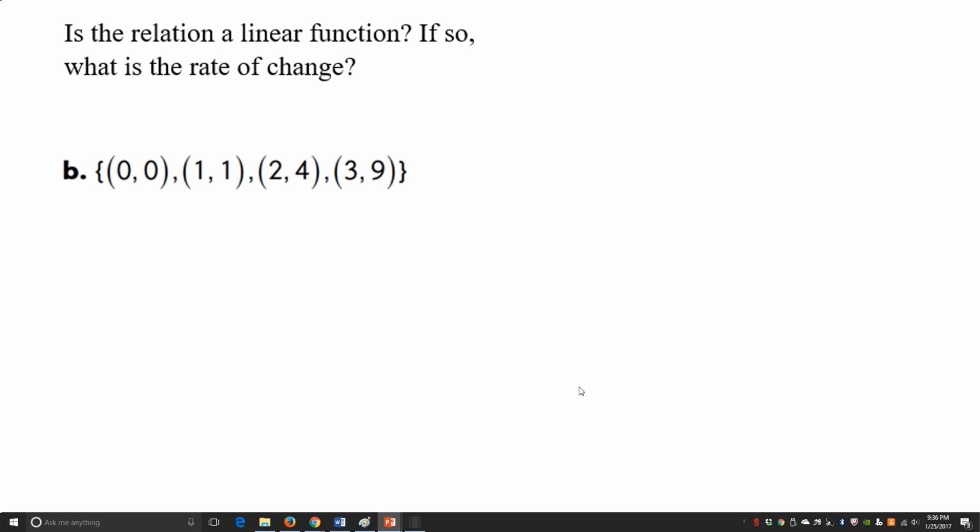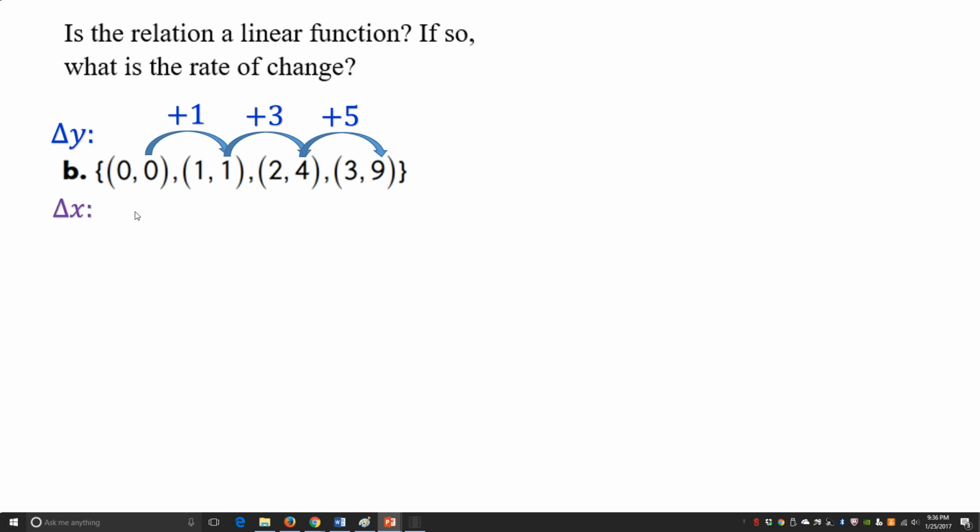Now, if we don't draw a table, so on this one, I prefer you don't draw a table. I can show you how to do it with just looking at the ordered pairs. So if we look at our change in y, we're going from the y coordinates, the second coordinate, to second coordinate. We go from 0 to 1, that's a +1 change. Then we go from 1 to 4, that's a +3 change. And then we go from 4 to 9, that's a +5 change.